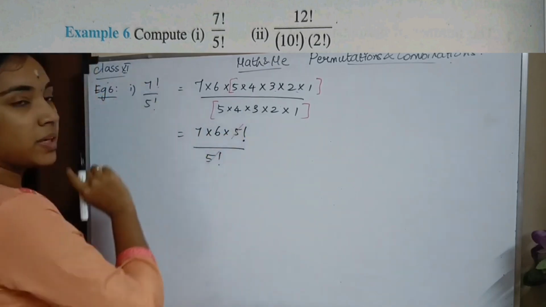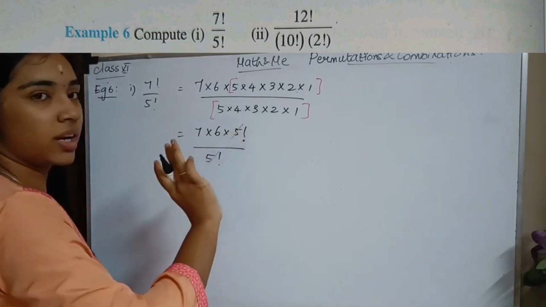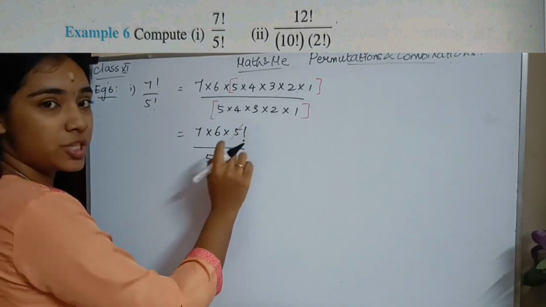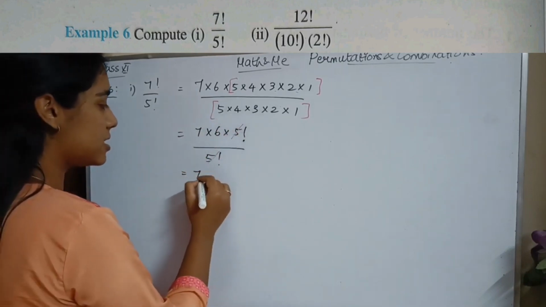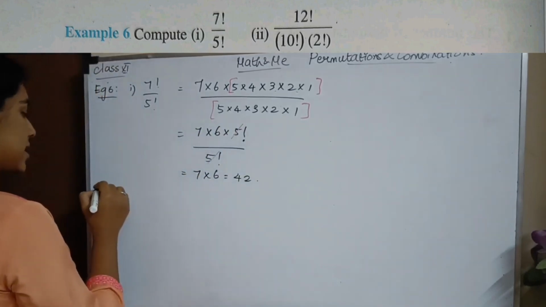Basically, if a number is given, you have to keep multiplying out only as far as needed to cancel, and leave the rest as a factorial. You have to leave it as a factorial until you see a number which will get cancelled. So what will be the final answer? 7 times 6, which is 42. Okay, let's see another subsection.